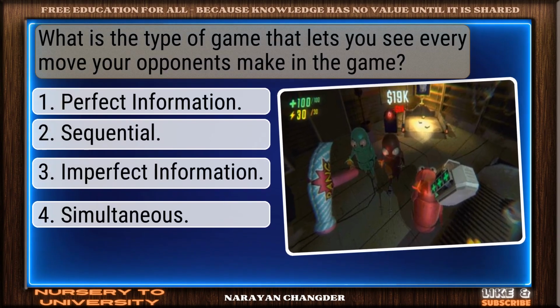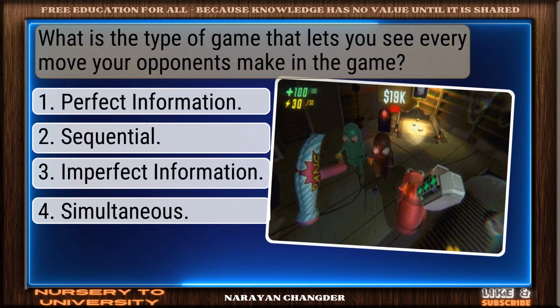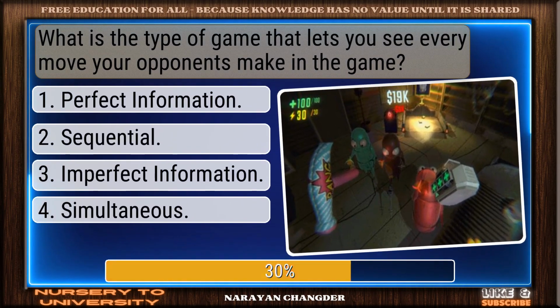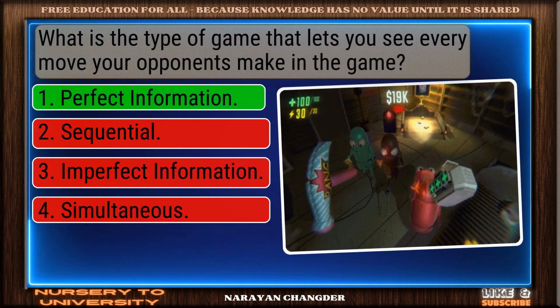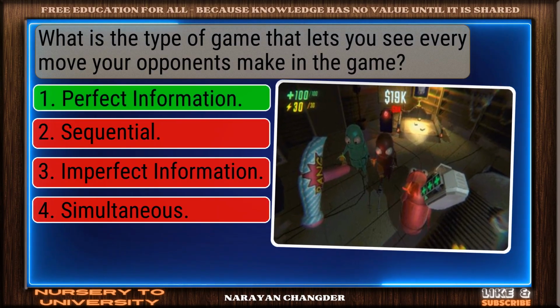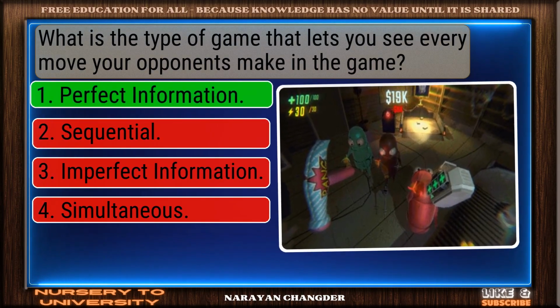What is the type of game that lets you see every move your opponents make in the game? Well picked. Perfect information is the correct answer.